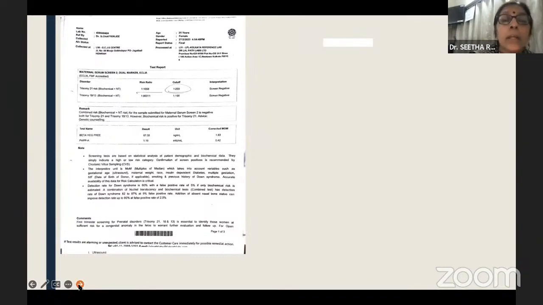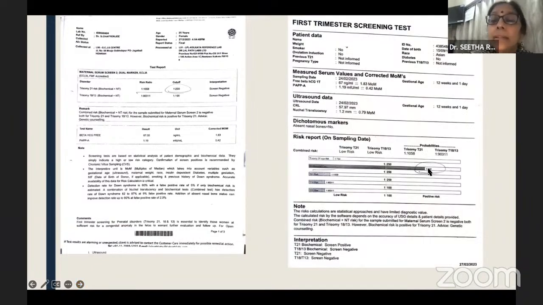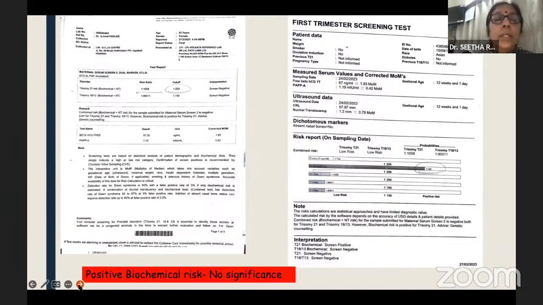And here they had written that the biochemical risk was screen positive, and then the doctor panicked and said she needs to have an amniocentesis. But actually, if you go purely on biochemical markers, a positive test has no significance. You have to combine it with ultrasound-based features, and only then will you get a proper risk. So a purely biochemical screen positive is not significant enough. That is the significance.